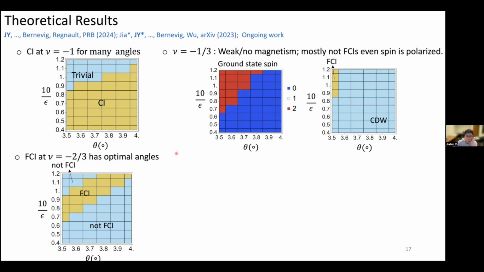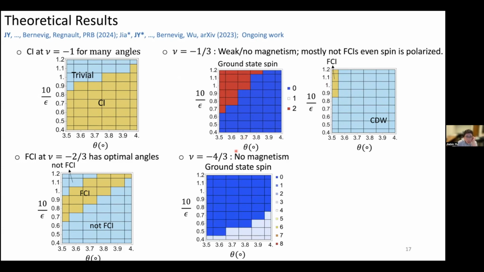Nu equals -1/3. We see the system is at the transition between the red magnetic phase and the blue non-magnetic phase, when the system was FCI at -2/3. And even if you polarize spin, the system is largely not FCI. The competing phase is a trivial charge density wave. And at nu equals -4/3, the system is largely non-magnetic, as indicated by this large blue region.